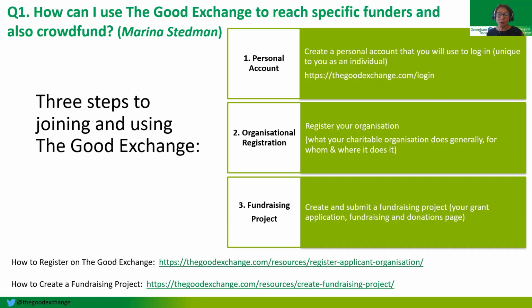So you set up your own account, you register your organisation, then once that's done, you can start to set up your fundraising projects. Now you can have more than one fundraising project on the Good Exchange at a time, and those different projects could be matched to different funders, for example, if those funders have different criteria they're giving grants for.